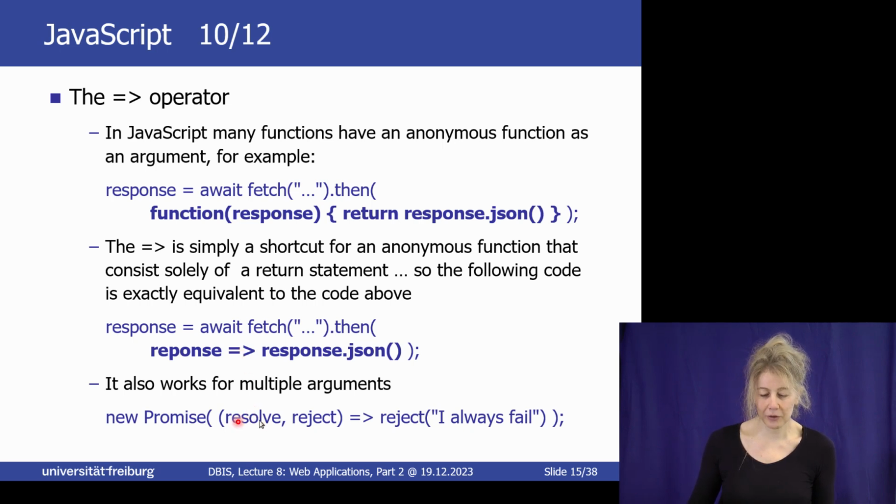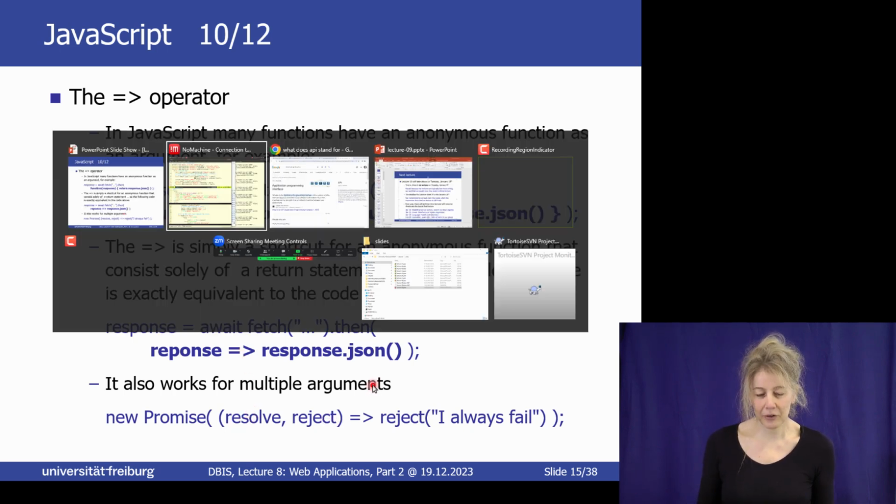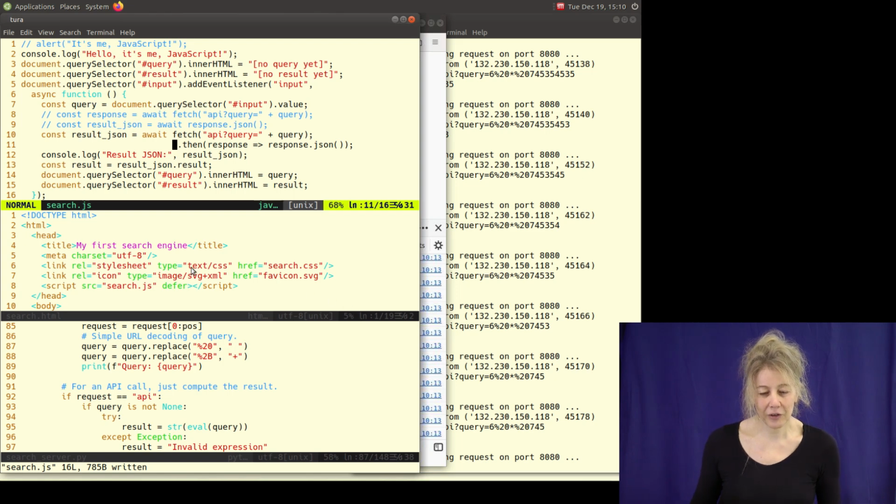Also works for multiple arguments. I will explain the rest in a second. So that's the way you will typically write it in JavaScript. You fetch something, and then you say, okay, I want the JSON from this, and then you assign it here.